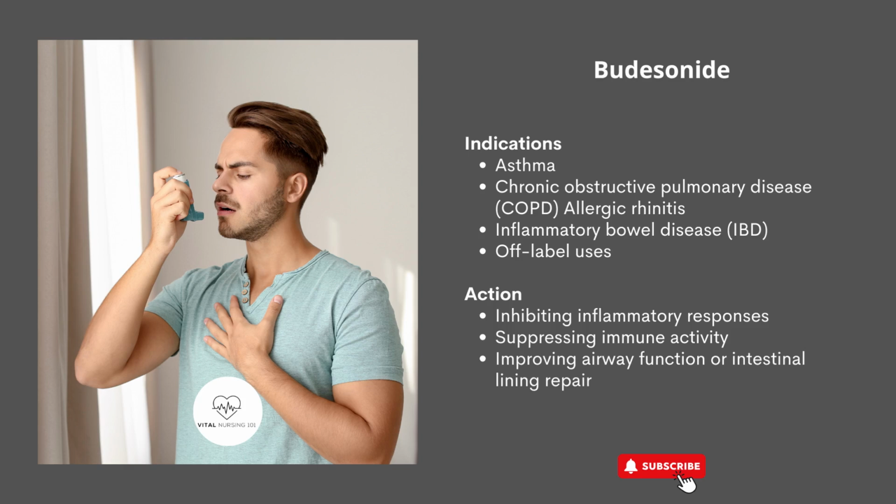Allergic rhinitis: reduces nasal inflammation caused by allergies. Inflammatory bowel disease: specifically effective for mild to moderate Crohn's disease affecting the ileum and colon. Off-label uses: occasionally prescribed for autoimmune or inflammatory conditions based on clinician judgment. Understanding these indications helps you identify why your patient is prescribed budesonide.